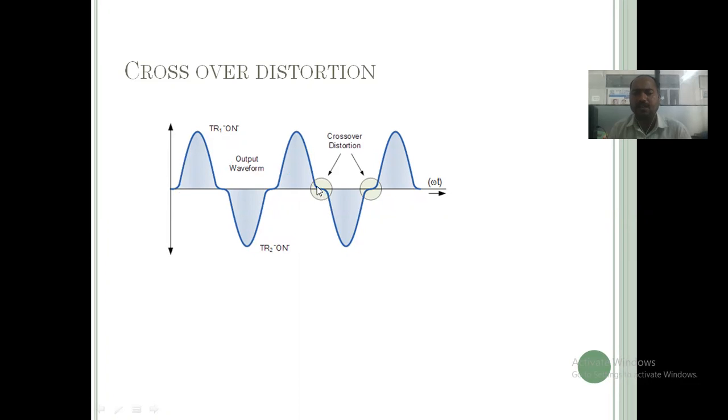The reason behind it is that crossover indicates the transition from high to low or low to high. During the phase of high to low or low to high, no transistor works. So that's why there is no output for this portion. This is called crossover distortion. This is one of the problems that comes with the class B type of the amplifier, right? Class B type of the amplifier.